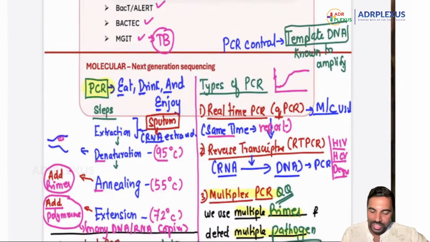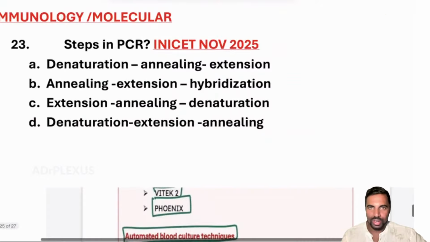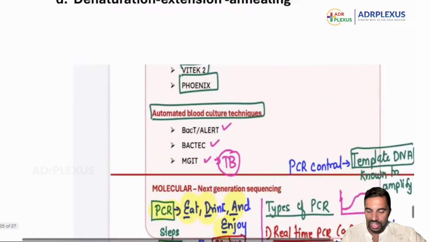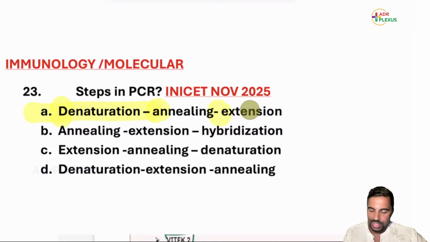What they asked? PCR. Shortcut was what? Eat, drink, and enjoy. Or exercise. For some place I told exercise, some people enjoy, whatever. So E should be extraction, then denaturation, annealing, and extension. Do we have this one? Extraction is not given in the option. So they directly went to what? Denaturation, right? So you have denaturation, annealing, and extension. Your answer is A.